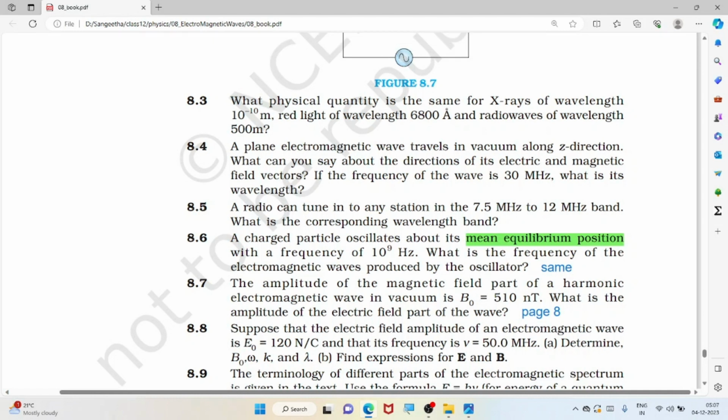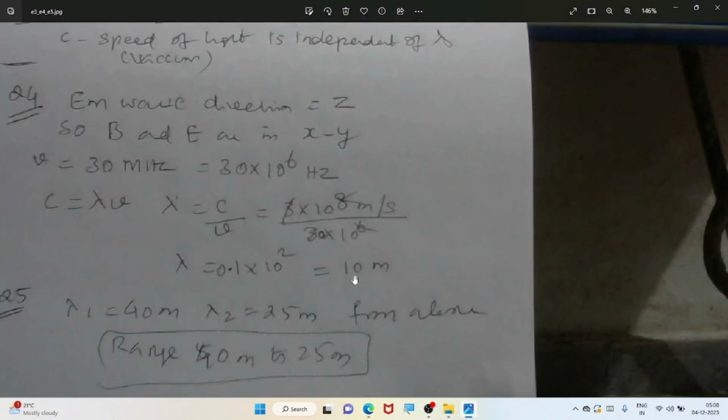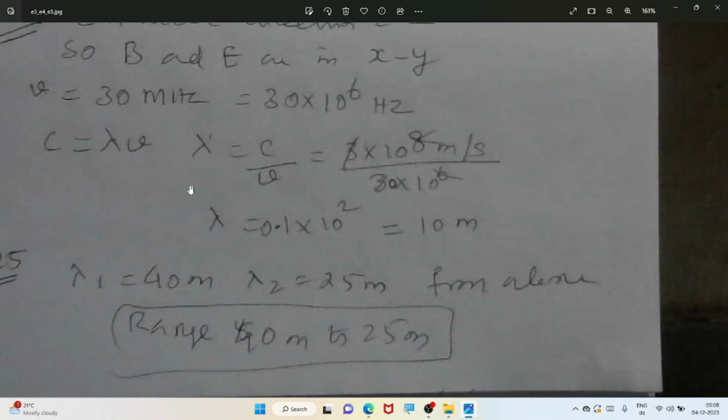A radio can tune in any station between this. What is the corresponding wavelength band? From the frequency you have to find the wavelength, then that is the range of the wavelength. For lambda 1 and lambda 2, that can be found from this using frequency. So the range of wavelength is this.